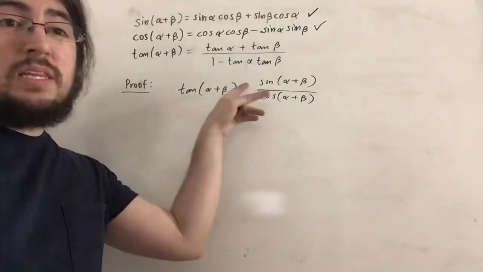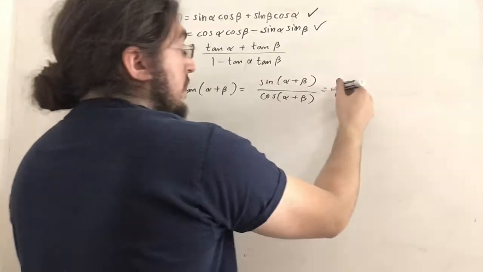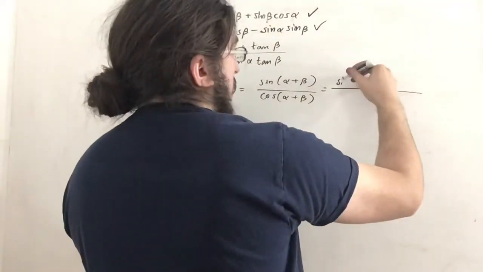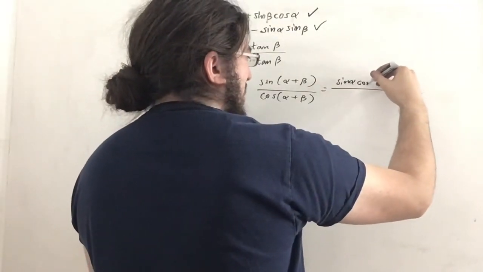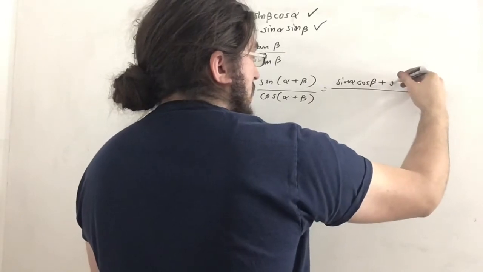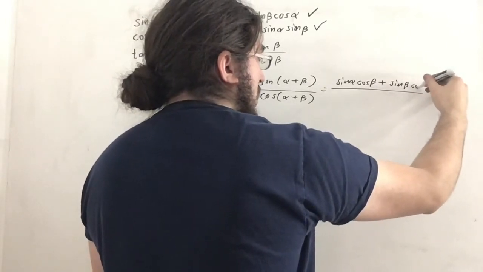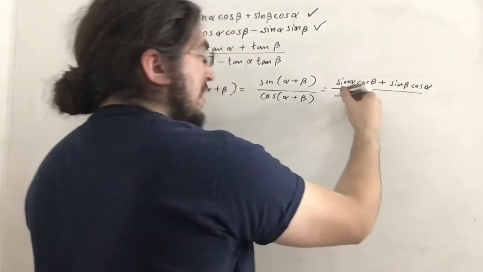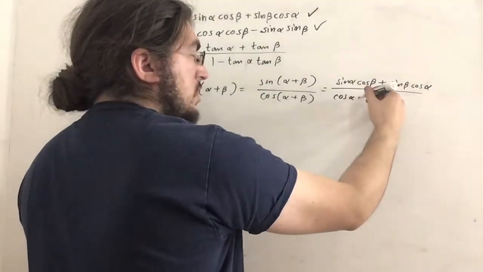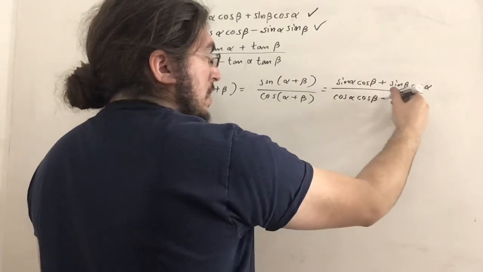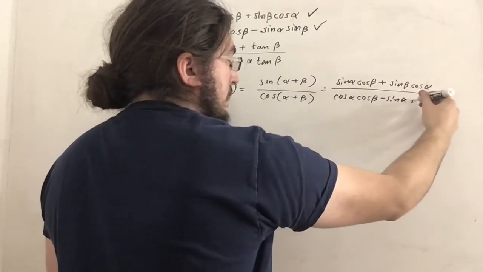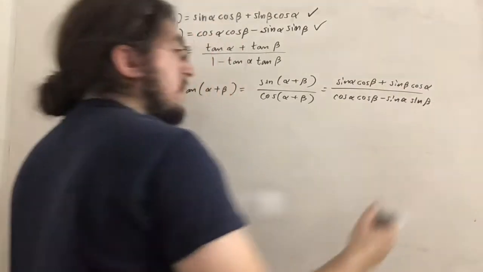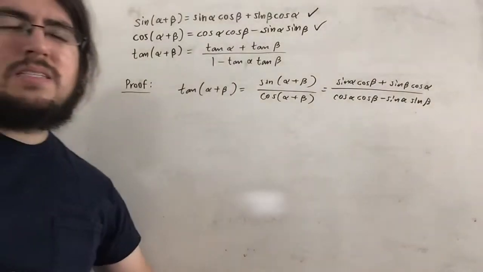And, well, we know what these are according to the ones we just proven, basically. We get sine alpha cosine beta plus sine beta cosine alpha. There we go. Over cosine alpha cosine beta minus sine alpha sine beta. Perfect. And this is basically it.